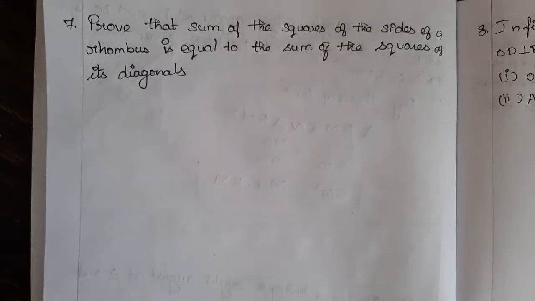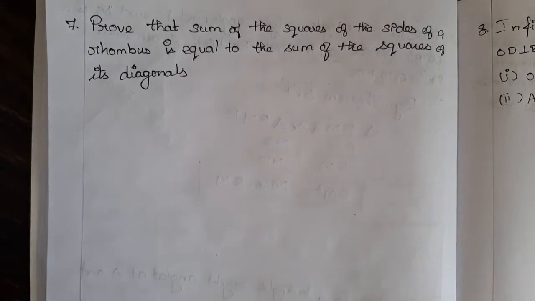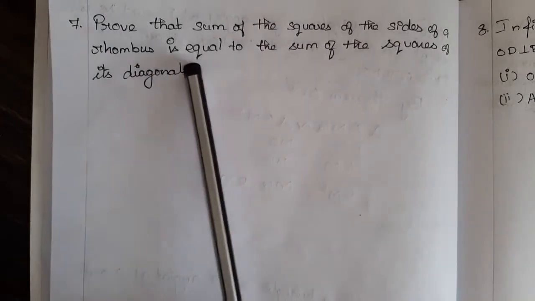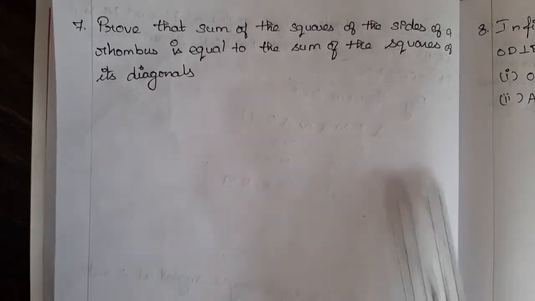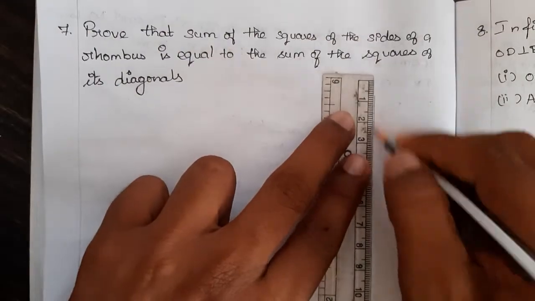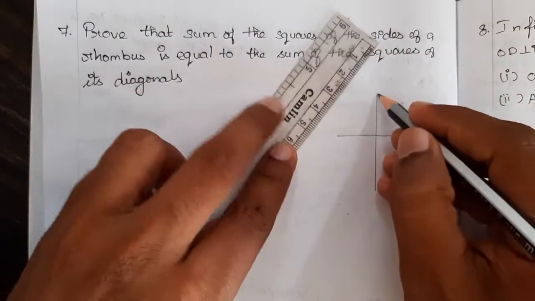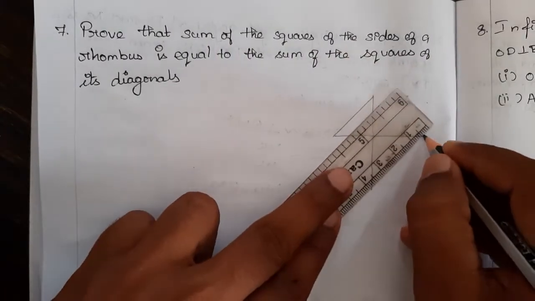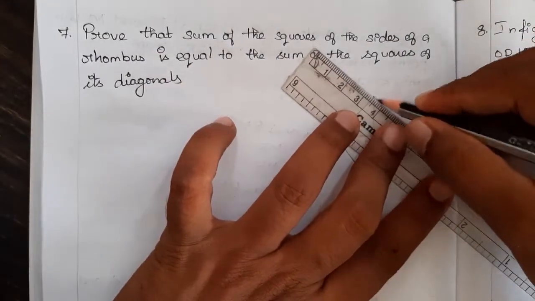Hi students, so today we are going to continue with the problem based on the Pythagoras theorem. Prove that the sum of the squares of the sides of a rhombus is equal to the sum of the squares of its diagonals. Let me draw a rhombus. The rhombus properties we have to remember: all the sides are equal and the diagonals bisect each other, right? That is the thing we have to remember.